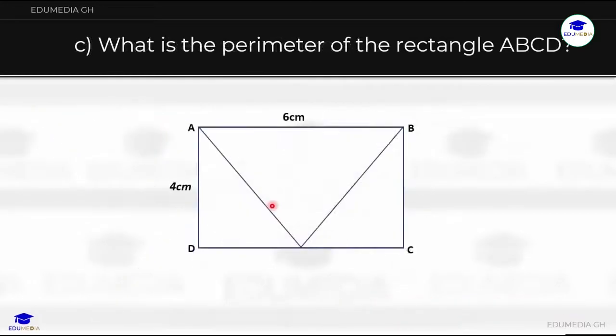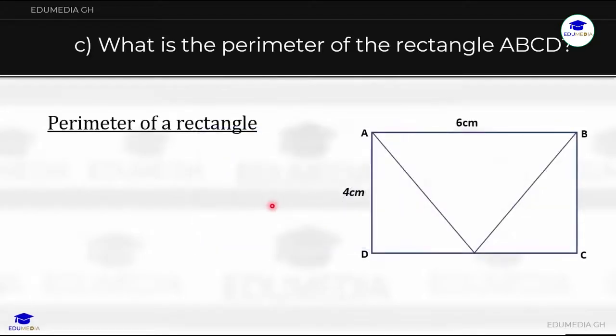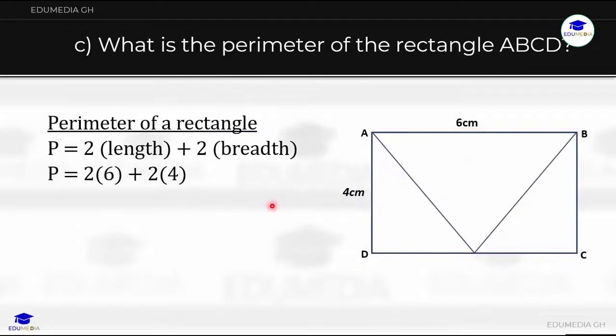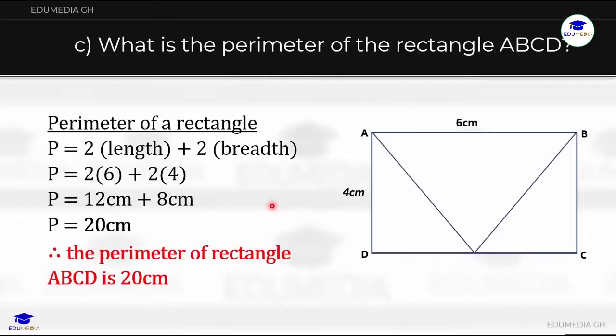The next question is, what is the perimeter of the rectangle ABCD? The perimeter of this rectangle is 2 times 6 plus 2 times 4. The number that we have calculated for line AD is 4. That is the first working that we did, so that is 4. So therefore we can substitute the numbers in, and then we should be able to get our perimeter. So the perimeter of rectangle ABCD is 20 centimeters.